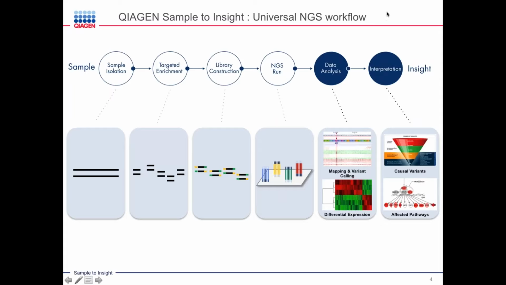So quickly, before I get into the demo, I just wanted to focus on the typical end-to-end NGS workflow. So you have sample isolation, target enrichment, some sort of library construction, then you have this sequencing run, and then you have the data analysis, and then you have data interpretation or insight. So these are the typical steps in an NGS analysis.